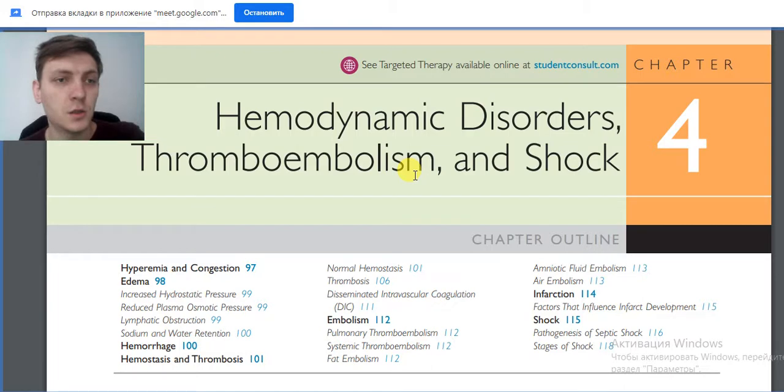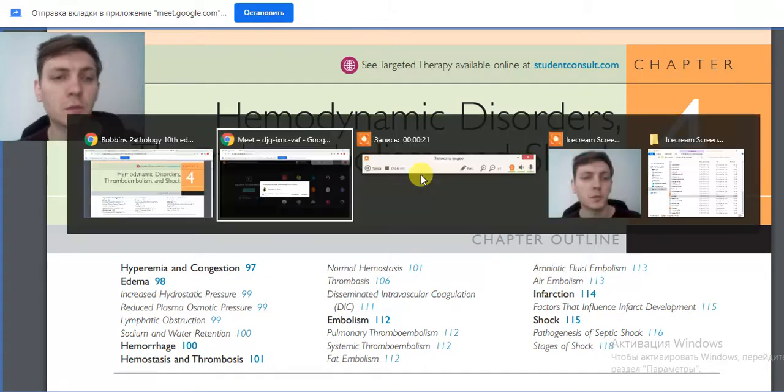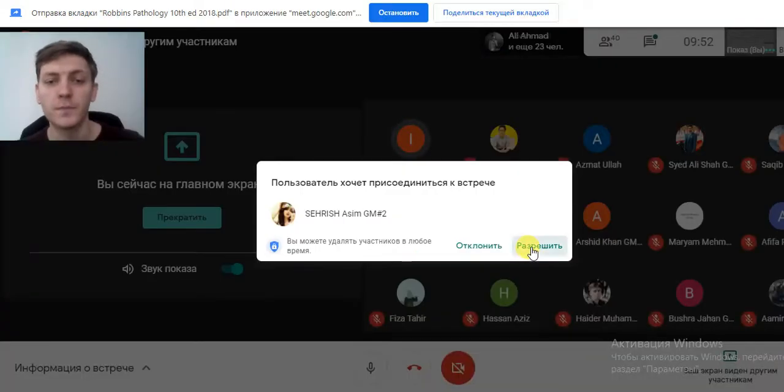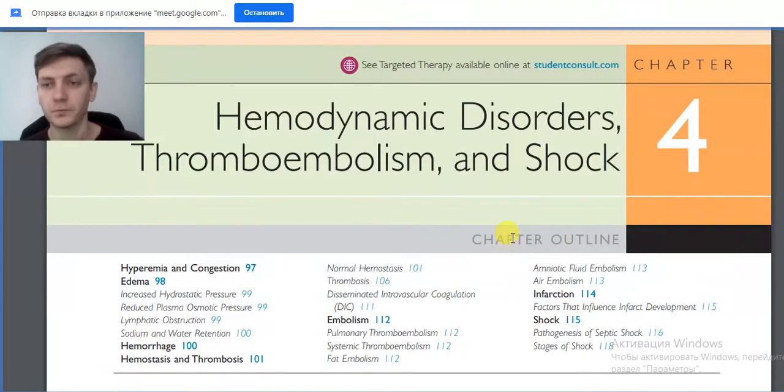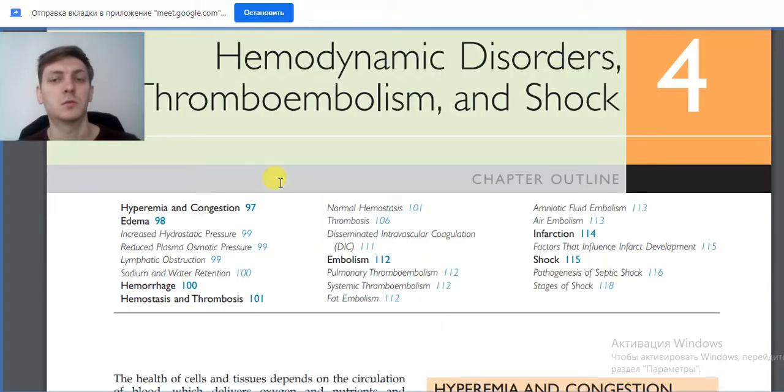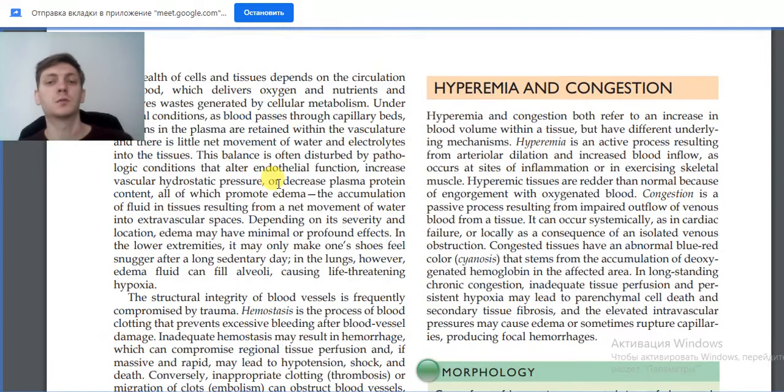As you already know, what is the circulation system, even from school or from anatomy or histology, and of course physiology. In physiology, you discussed the hemodynamic function of the body, and now we'll discuss the hemodynamic disorders. And what is thromboembolism? You heard about it, I guess. Okay, let's start to talk about it.